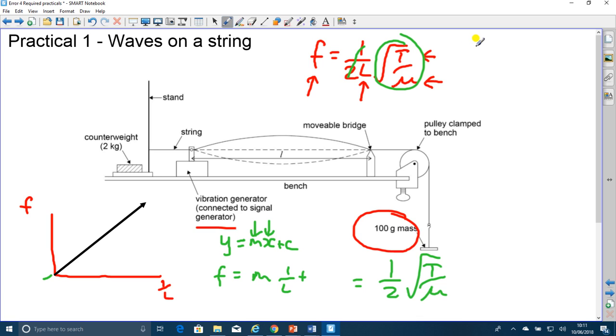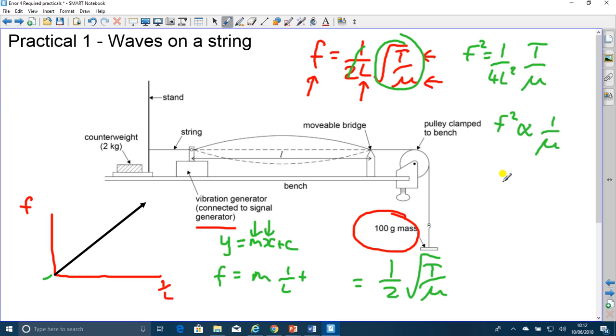We could, for example, have said, well, f squared equals 1 over 4 L squared t over mu. Now, often when you see equations like this, where you've got a square root sign, the first thing you would normally do is square it. Now, with something like this, you could then do a graph of, so these are other options you could do. So, for example, you could do a graph of f squared against 1 over mu. Now, if you did that, your gradient would be t over 4L squared, because that too would give you a straight line through the origin.